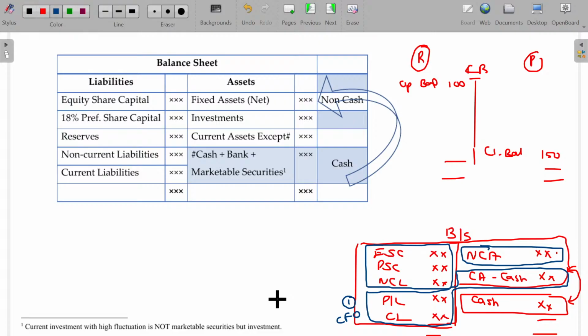Always remember, profit will not be equal to the cash balance. If we make 100 rupees profit, not necessarily the same 100 being in the form of cash. Okay, purchases: 10 units at rupees 100 each, 1000.